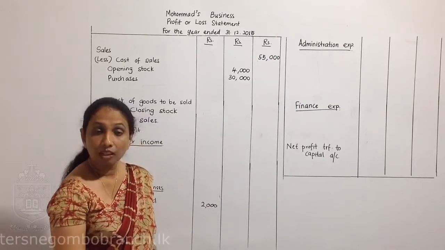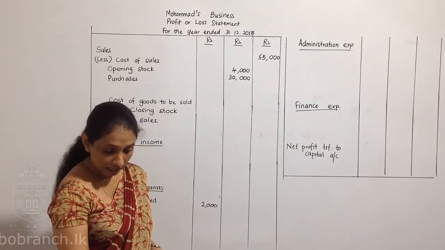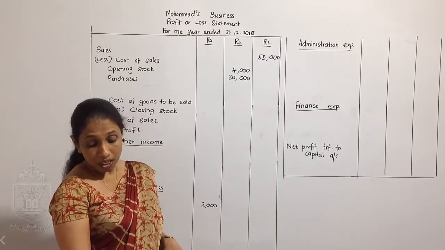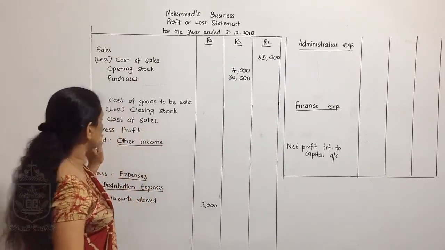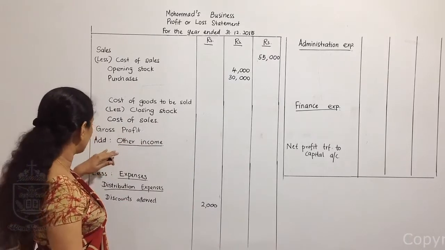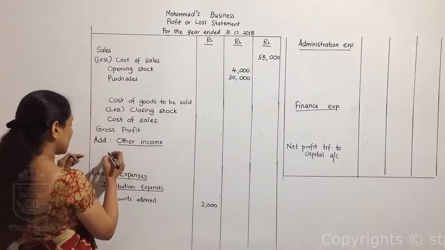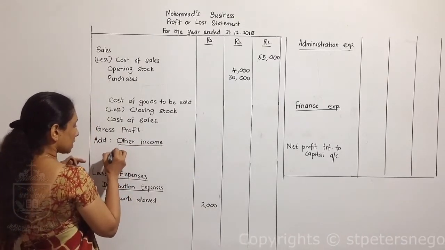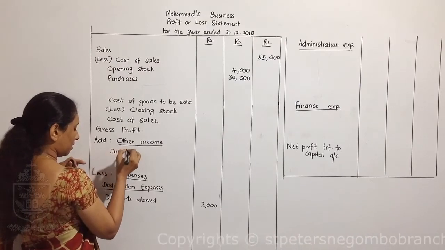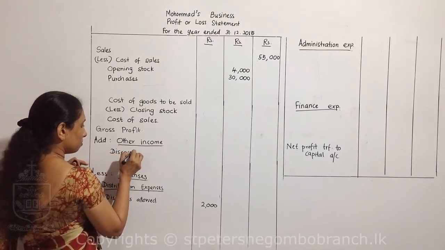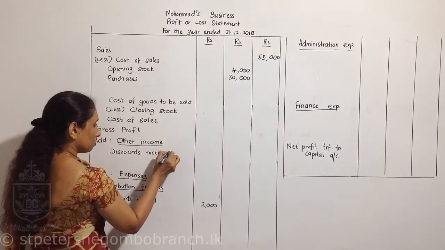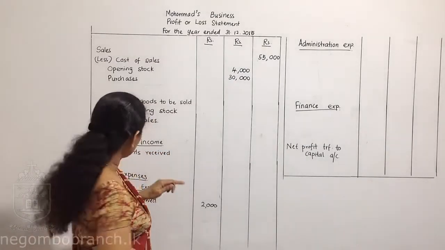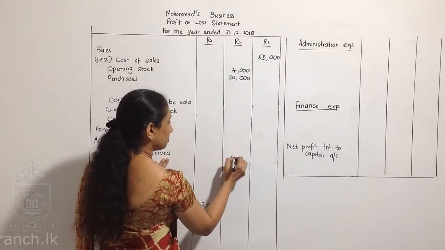Then we have the discounts received. Again a tick line item which is an other income. So soon after gross profit we have a section to put other income, and I'll go to that section and put discounts received. That is 4,000.